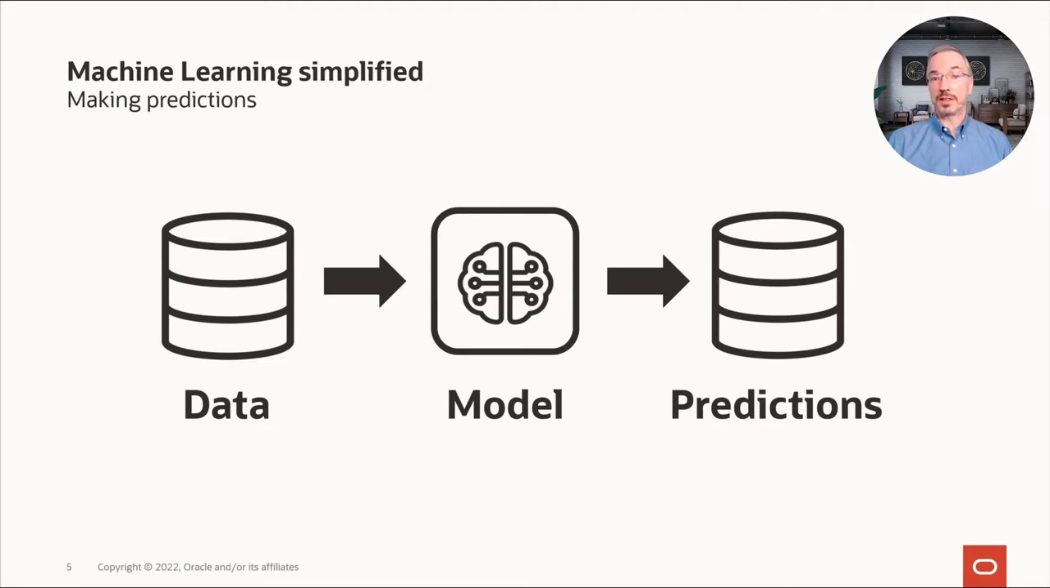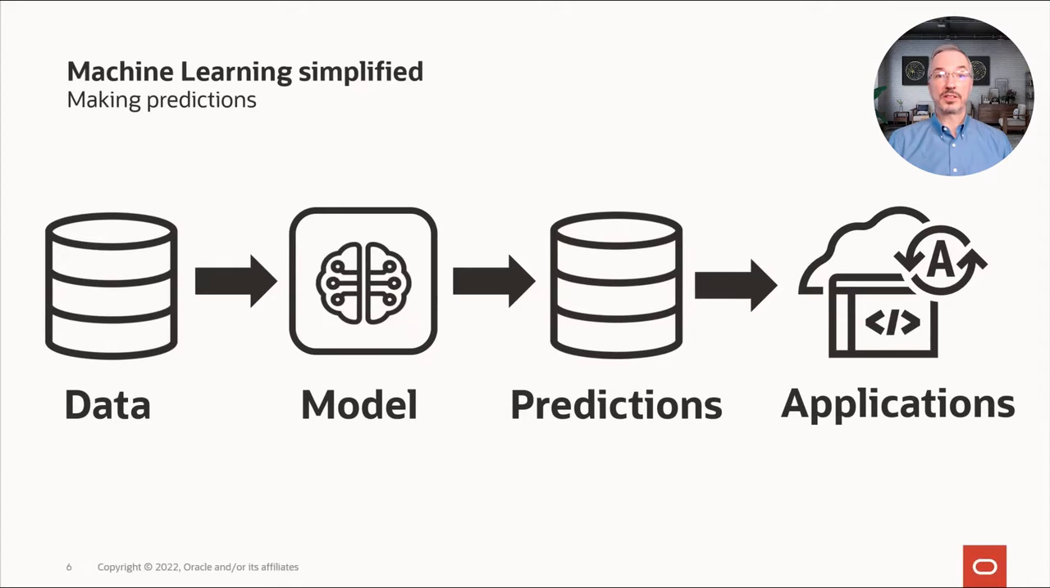Once we have a model, we can use it to make predictions, or what we also refer to as scoring or inferencing. These predictions can be on a single record or an entire table with data on millions of customers. Of course, the story doesn't end there. These predictions often provide the most value when consumed by application users.